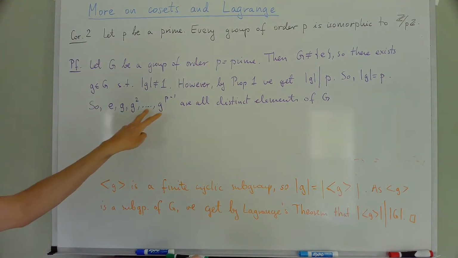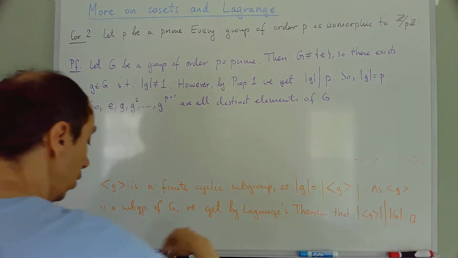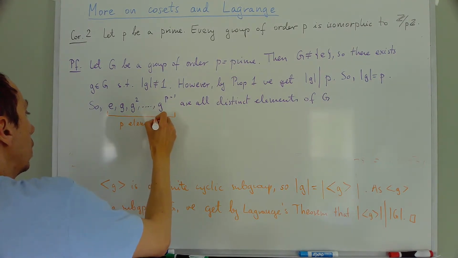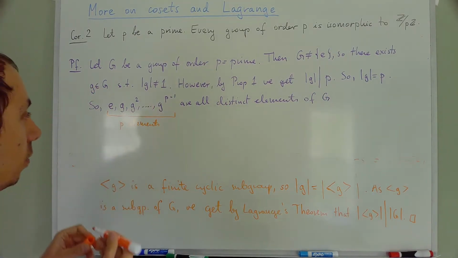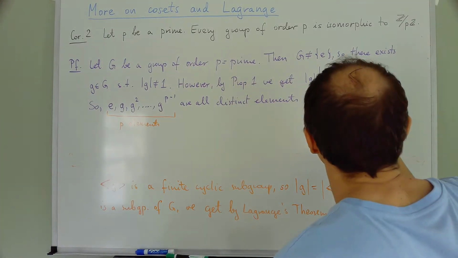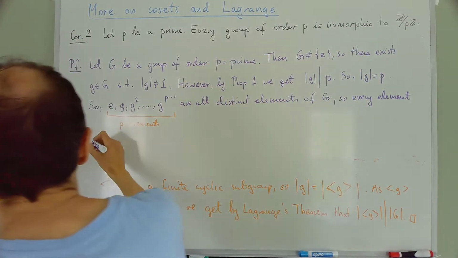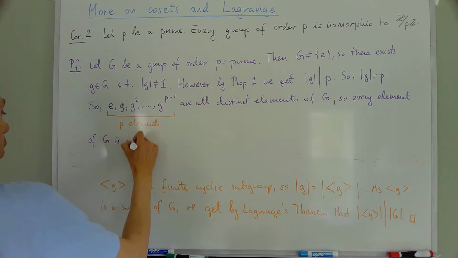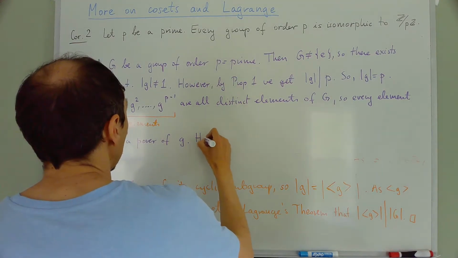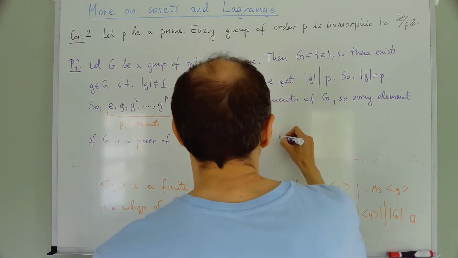And how many do I have here? I have P, so that means that exhausts already all the elements of G. Right? I have P of them here. P elements. So these are all distinct elements of G. So every element of G is a power of g. Hence, G is cyclic, generated by g.